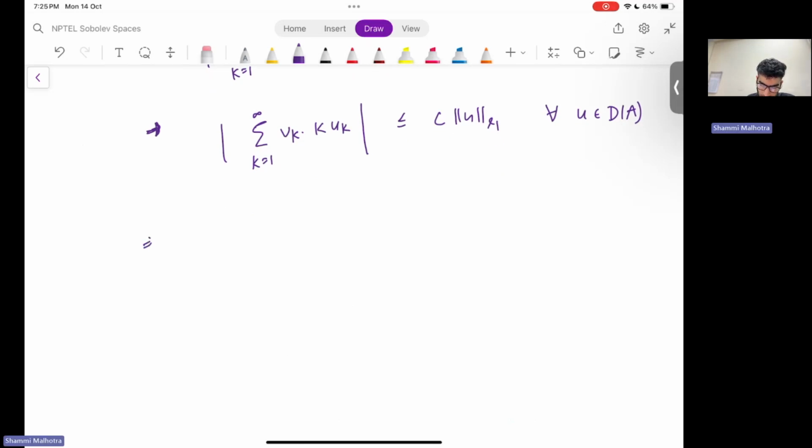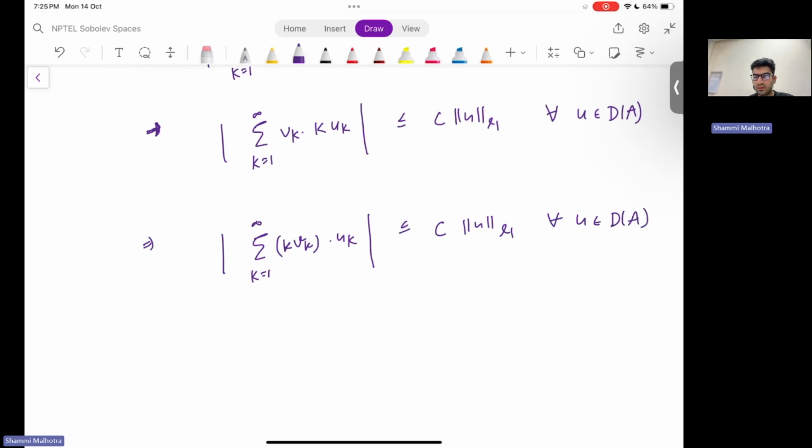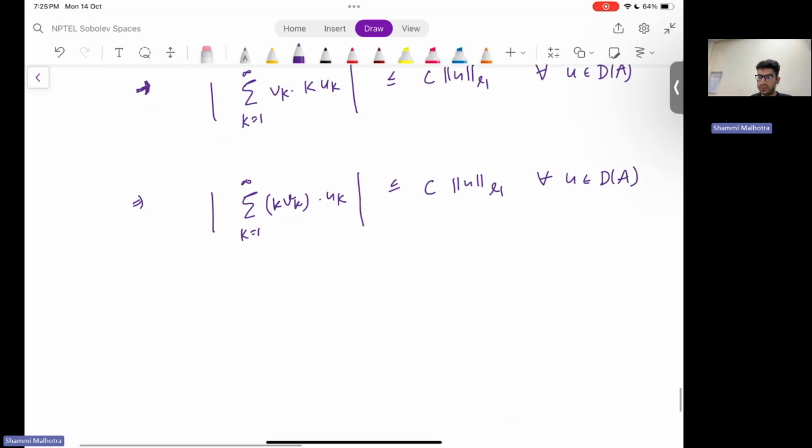And what this further implies, if I take the summation k from 1 to infinity of k v_k times u_k, is less than or equal to C times the norm of u in L1, and this holds for all u in dA. So this is the relation which we have done in the basic functional analysis course. This holds for all u in dA, and dA actually contains C_00, which is dense in L1. So then this holds for all of L1.